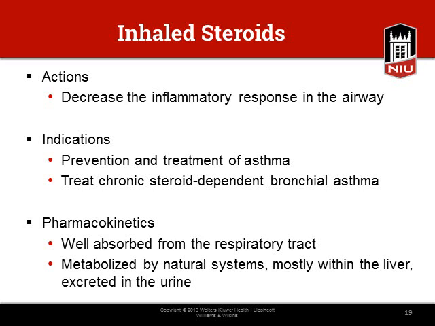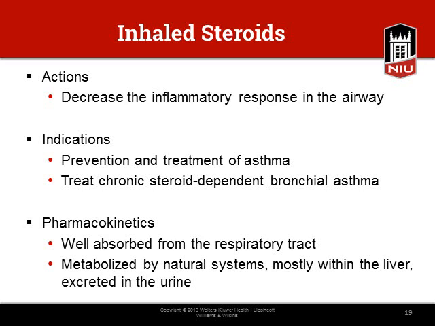If we do use oral steroids, they really are used for short-term therapy of a severe acute asthma, typically we want to limit that therapy to less than 10 days.